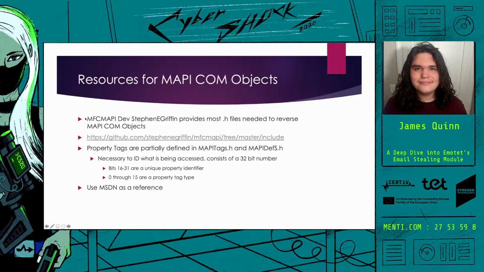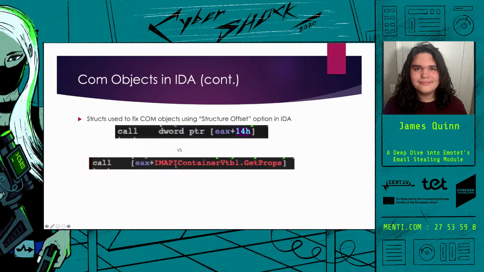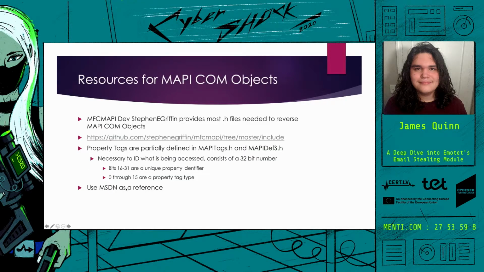One thing to note when you're looking at MAPI COM objects is that you want to also find and identify where the property tags are. If I were to make a comparison to HTML, property tags are basically HTML tags. They identify what is being accessed in the email object. They're a 32-bit number, and bits 16 through 31 are a unique property identifier, which is defined in MAPITAGS.h. Bits 0 through 15 are a property tag type identifier, which is defined in MAPIDEFS.h. The only one that's really important for reversing is the unique property identifier. You don't really have to find the tag type.